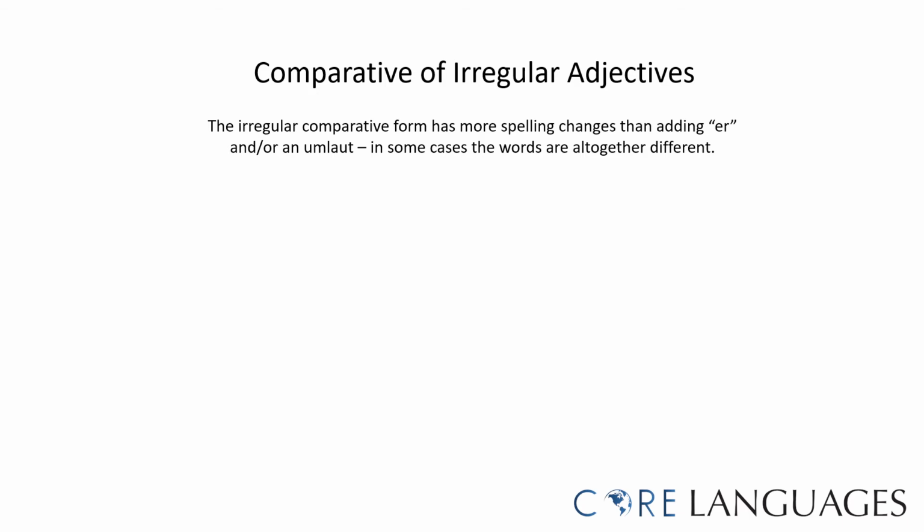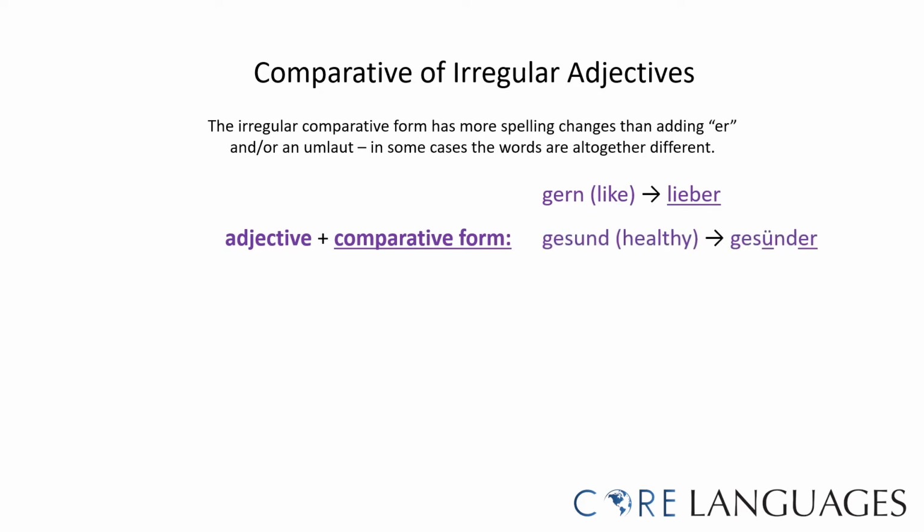In English and in German, some adjectives are irregular and their comparative form has more spelling changes than er or an umlaut. In some cases, the words are altogether different. For example, gern, which is like. Lieber, which is rather or like more. Gesund, which is healthy. Gesünder, healthier. Sometimes people also say gesunder. Gut, which is good. Besser, better, which is an altogether different word.